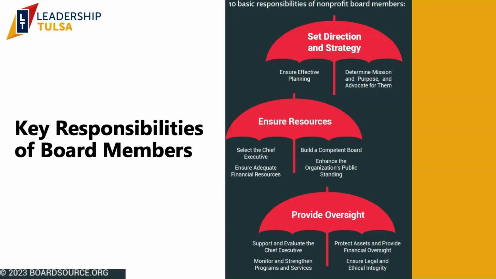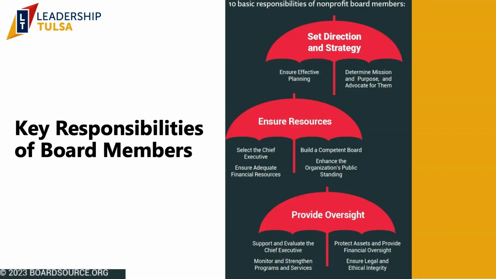Key responsibilities of board members. I think the key responsibilities could really be depicted under three umbrellas. Umbrella number one, setting direction and strategy, which means the strategic plan of the organization, the purpose, the mission, and the values. Umbrella number two, ensuring resources. And that means the board is responsible for selecting key staff, like the CEO or the executive director of the nonprofit, building the board, and also building the public credibility of the board and the organization and financial resources.